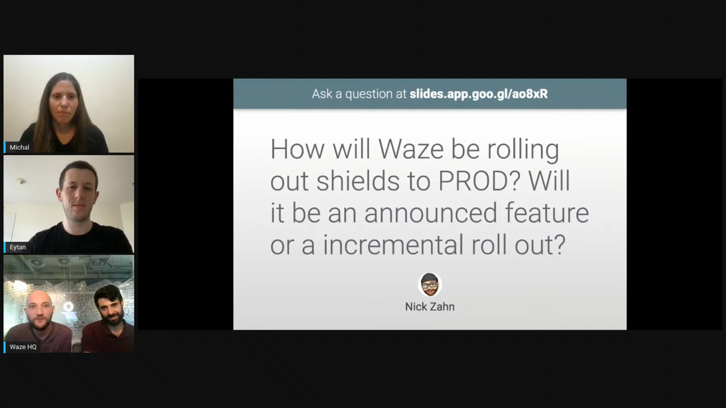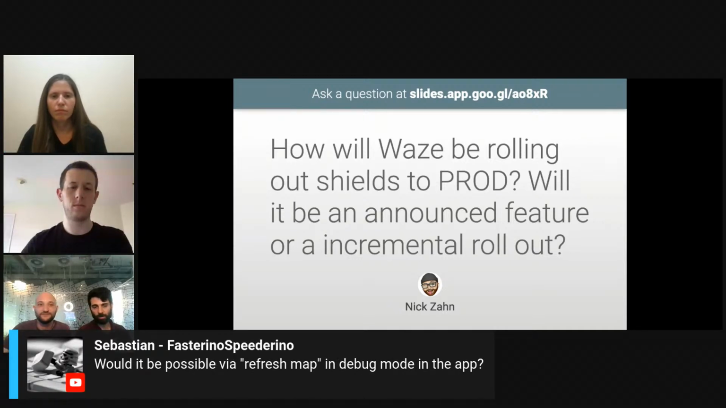From Nick, how will Waze be rolling out shields to production? Will it be an announced feature or an incremental rollout? So currently the plan, of course, as you know, everything can change, but once it's in beta. Now we are both Android and iOS in beta. Of course, the plan is to make sure that there are no blockers or bugs that are critical to roll out. But the idea is that it's going to be an announced feature, meaning we're not planning to roll out gradually, but to open the feature to all the users if there are no major issues.